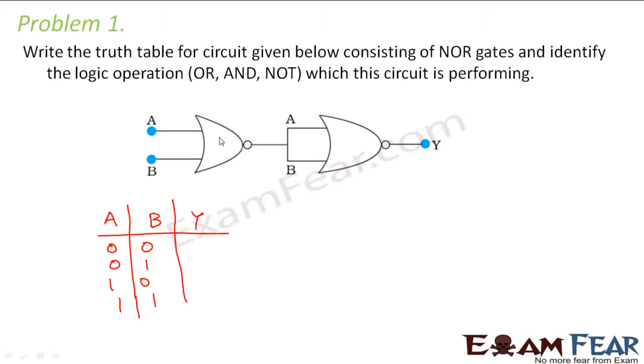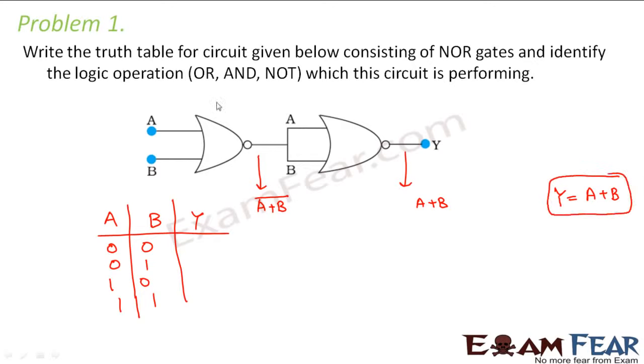So now what happens here, if you see A and B, it passes through a NOR gate. So what will be the output here? It will be (A + B) bar. This passes through another NOR gate. So what will be the output here? A + B. So that means the final output is Y = A + B.